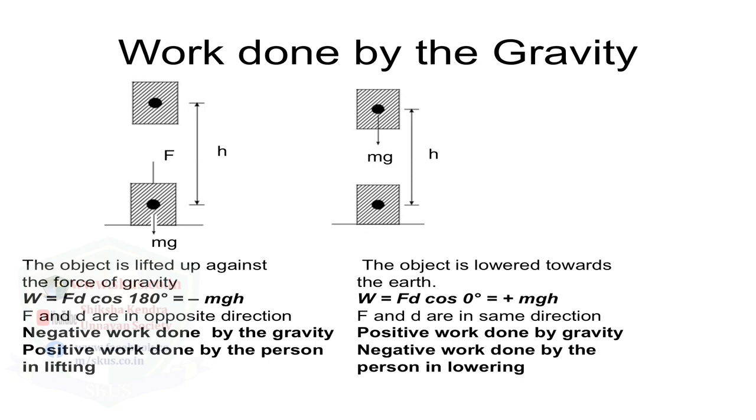The force of gravity, that is mg, is lying in the downward direction, and the object being lifted is in the upward direction. Therefore, we have taken the angle theta to be 180 degree and it is equal to minus mgh. What do we get? We have a negative work done by the gravity. But there is a point to be noted here, that is, negative work is done by the gravity while the positive work is done by the person, because a person is lifting the object in the same direction in which he is applying the force.